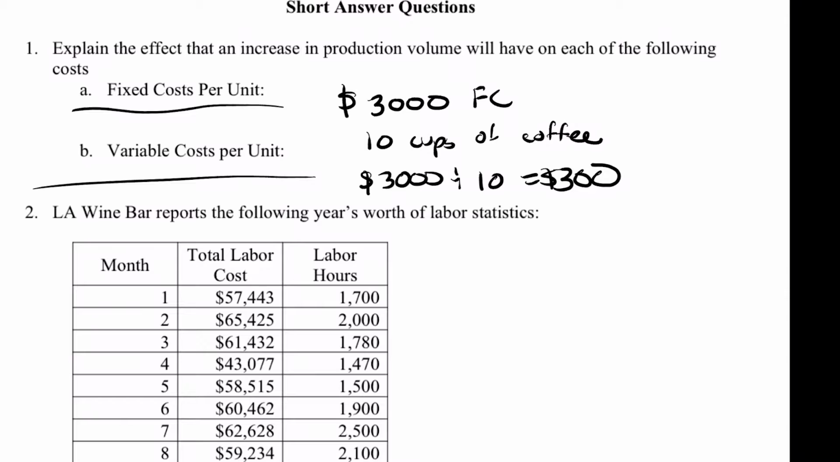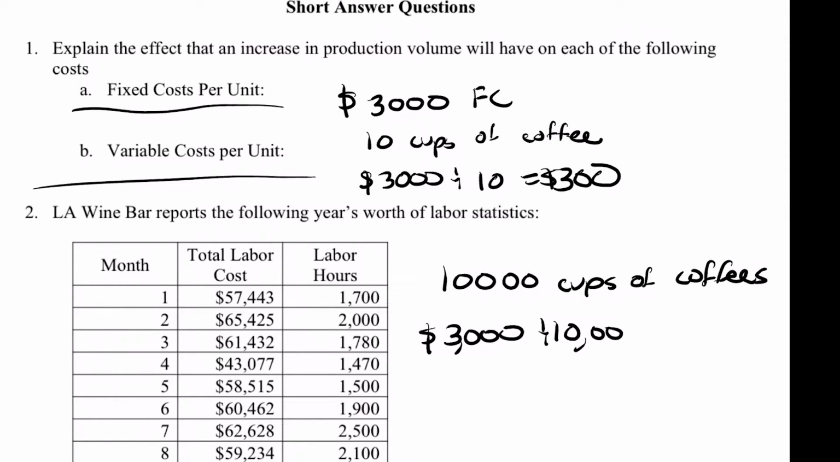But let's say, for example, a couple years from that month, COVID just ended, we're doing a lot better, and we sold 10,000 cups of coffee. Now we can spread those fixed costs over those 10,000 cups of coffee much easier, because we have so many more cups of coffee. So if you do 3,000 divided by 10,000, we would get 30 cents. So for every cup of coffee, we're only incurring 30 cents of fixed cost per unit, which is much more profitable. So as you increase that production, your fixed cost per unit is going to decrease.